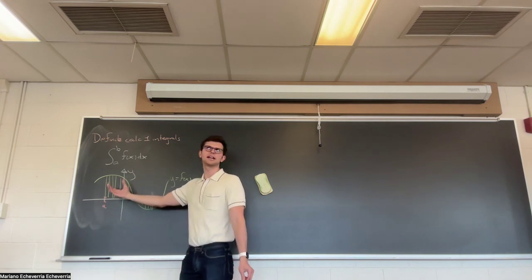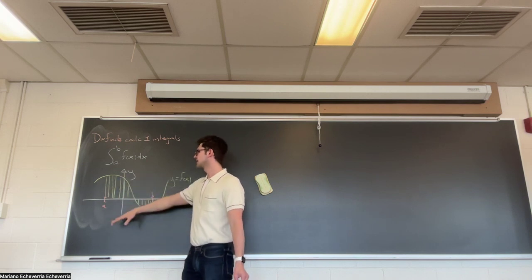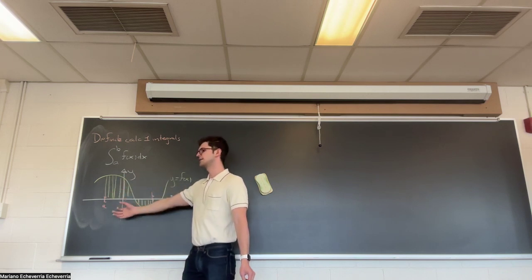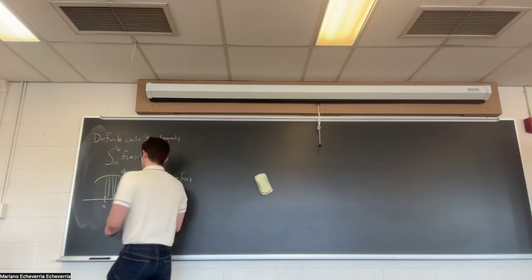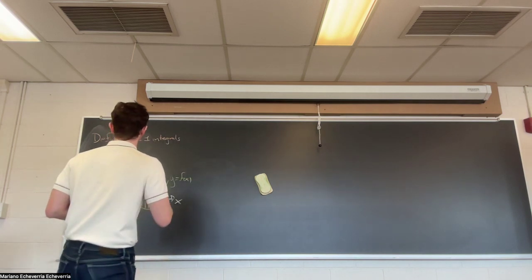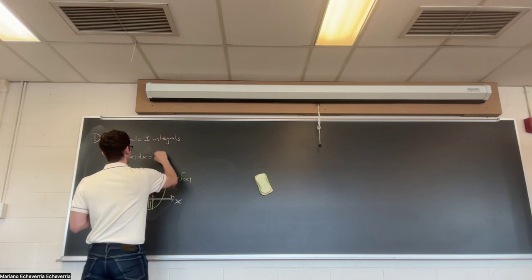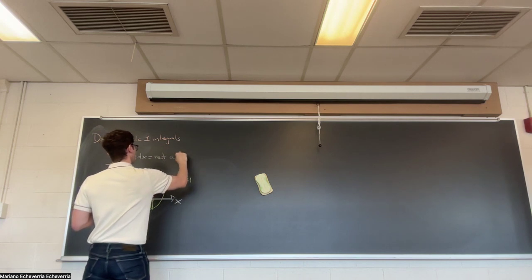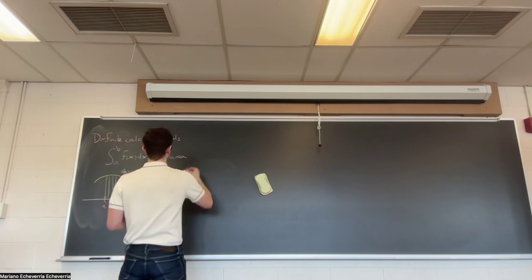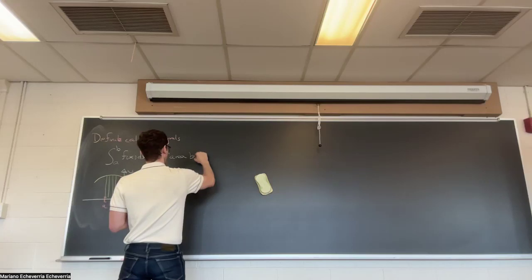So it's more like a net area, because above the x-axis, the area is counted as positive, and below the x-axis, the area is counted as negative. So it's more like a net area, if you like, between the graph and the x-axis.